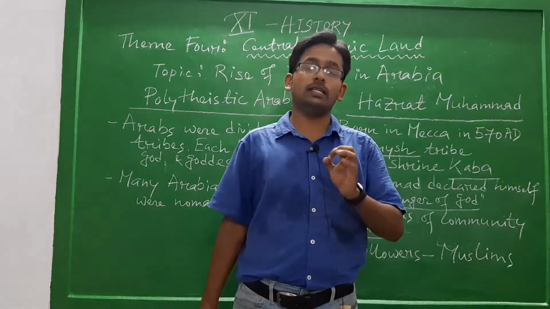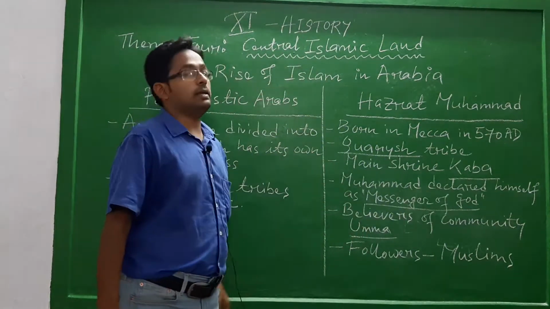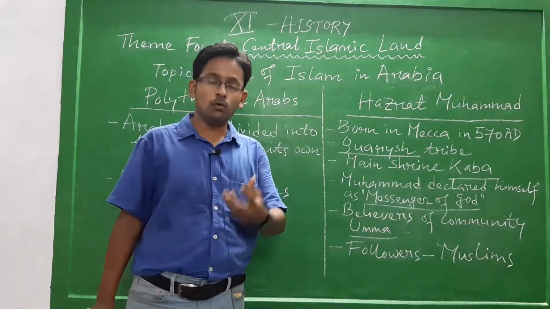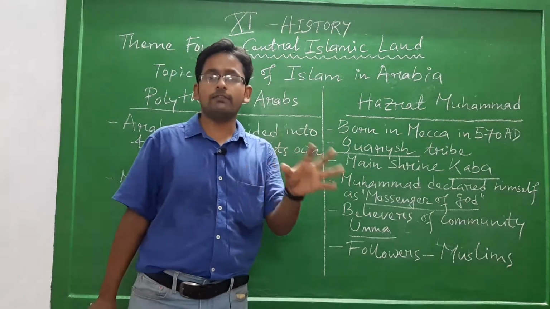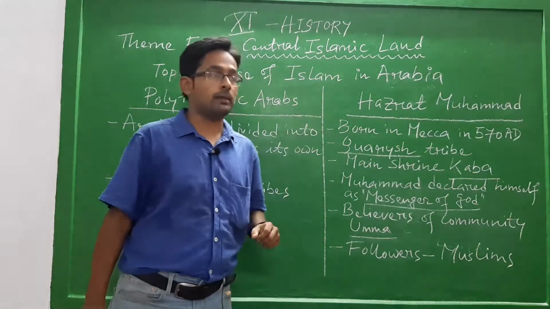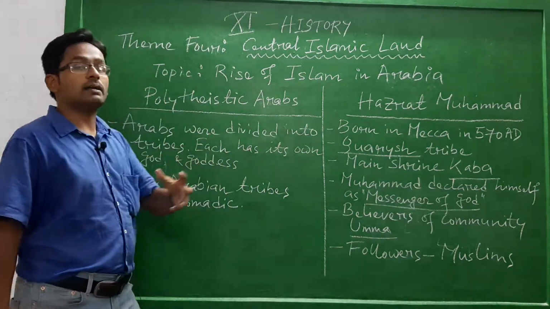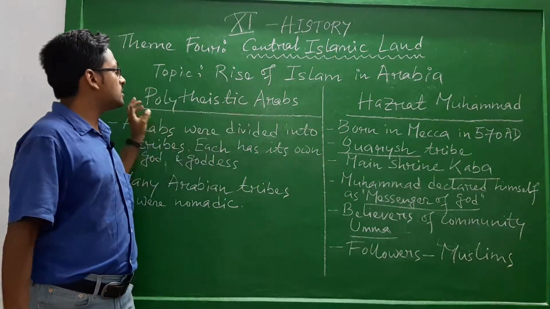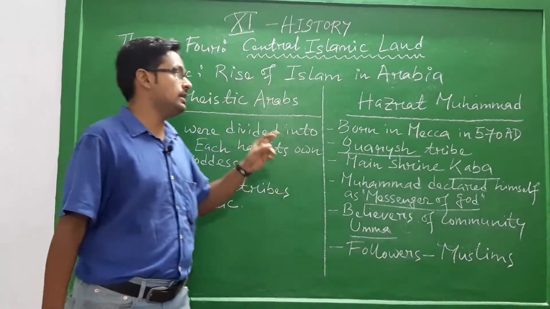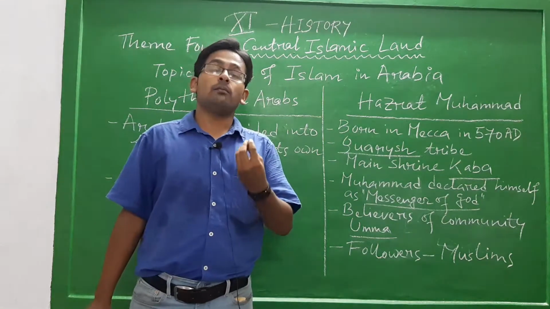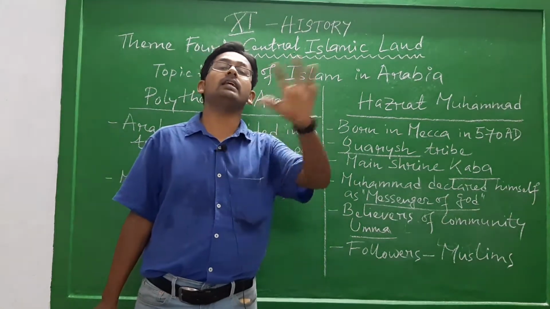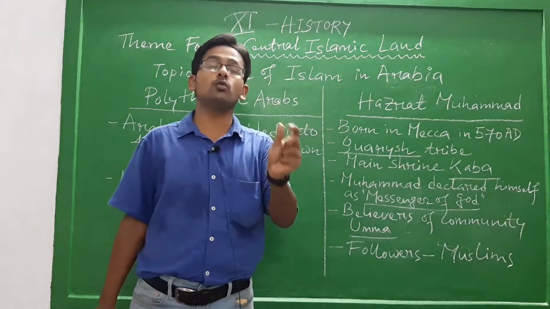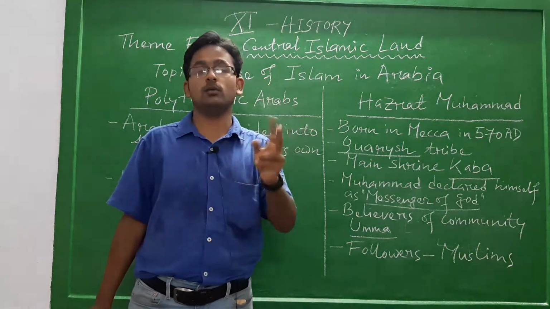So my first topic from this chapter, that is topic number 1, rise of Islam in Arabia. Remember students, this topic basically deals with the Arab communities who lived in the desert region of the Middle East. Arabs were divided into many tribes and each tribe had its own gods and goddesses. That's why I used the word polytheistic Arabs. Polytheism means believing in many gods. An antonym of that word is monotheism, which means believing in one god. That is the difference between polytheism and monotheism.